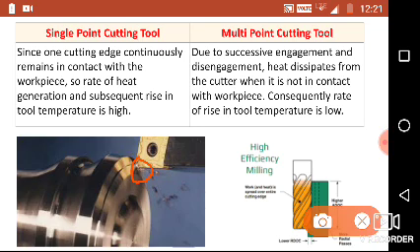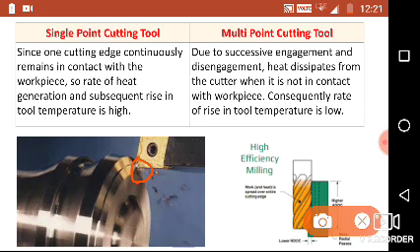As only one point is in contact, it has a very low surface area, and hence the heat generation is more, and hence the temperature is more. So in the case of a single point cutting tool, there will be high temperature during the machining. The high temperature will get induced during machining when you use a single point cutting tool.